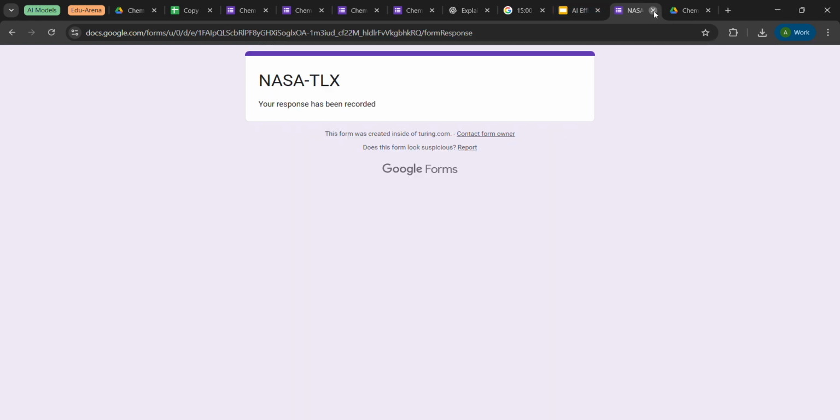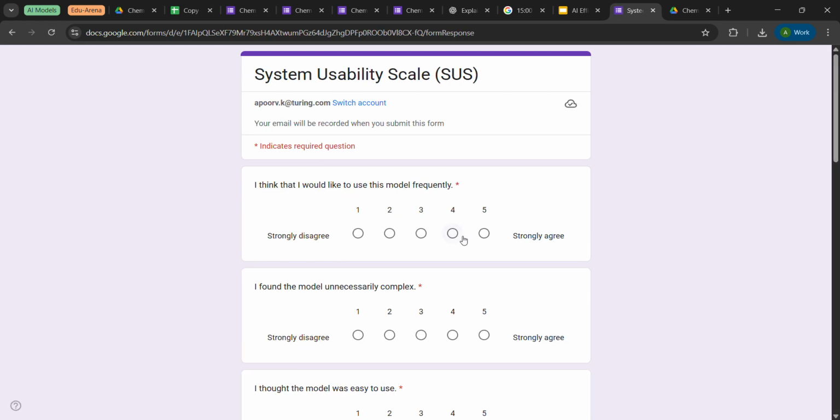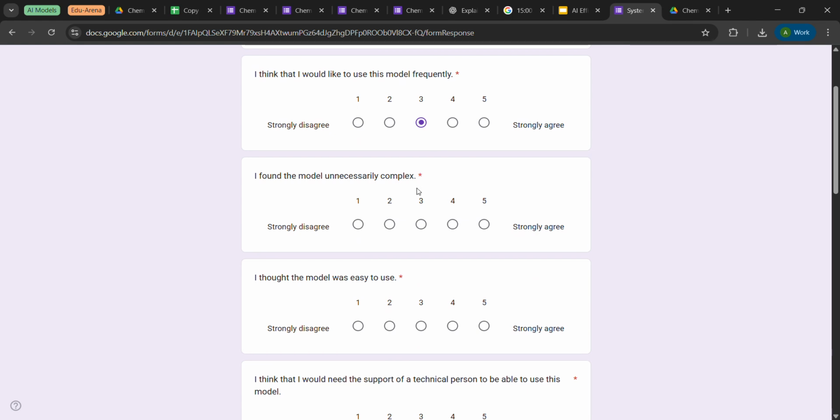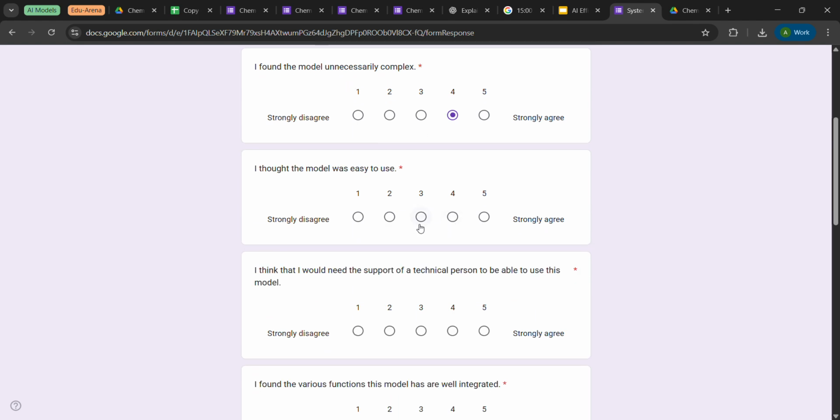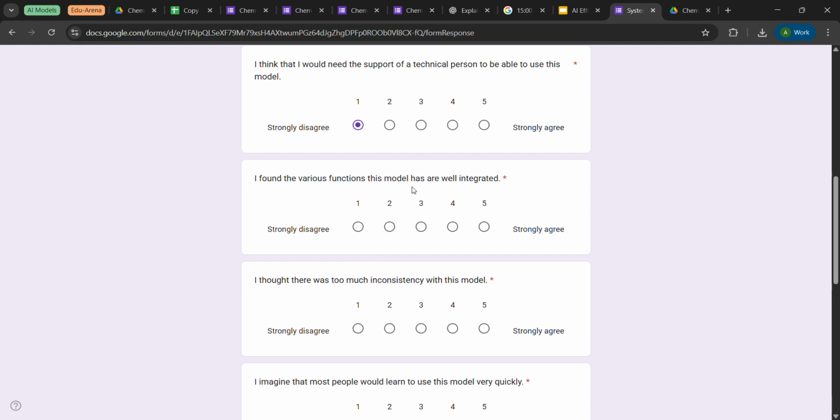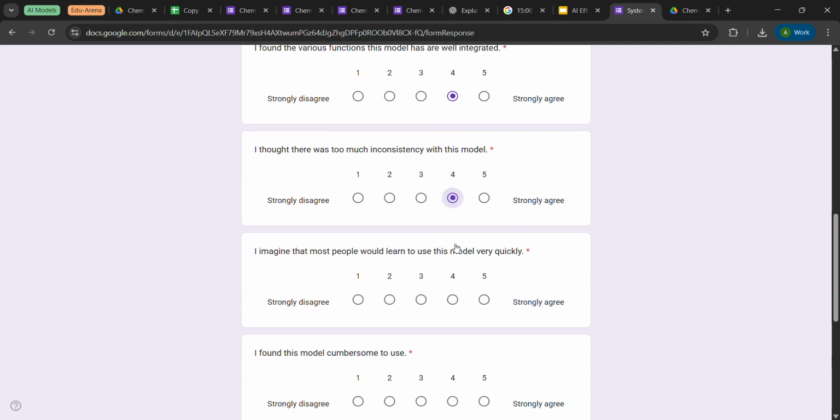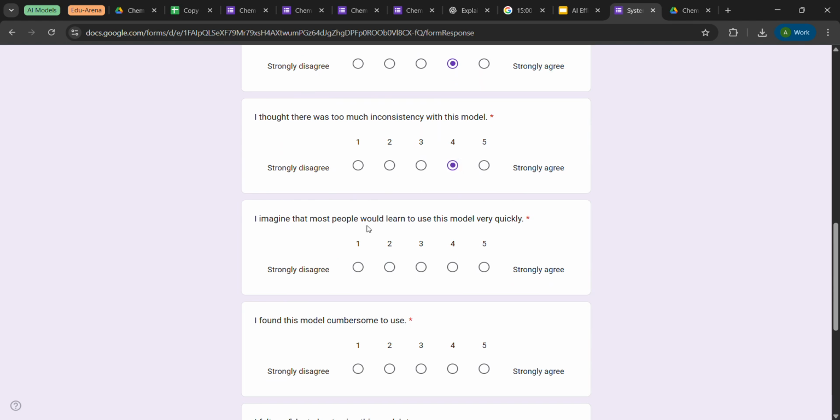Okay, thank you. And for this, I use ChatGPT. I think I would like to use this model frequently. Not that much. I found the model unnecessarily complex. Okay. I think I would need the support of a technical person to use the model. Strongly disagree. I found the various functions of the model to be well integrated. Yeah, that is true. That is again true. I imagine that most people would learn to use this model very quickly. Yeah, that is true. Strongly agree.